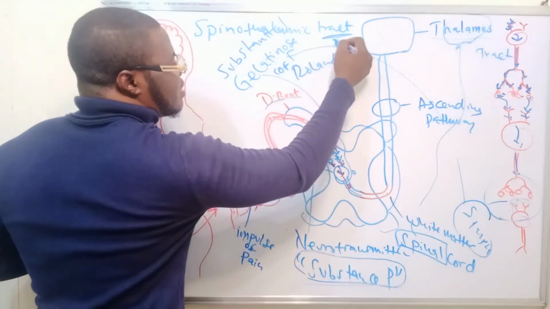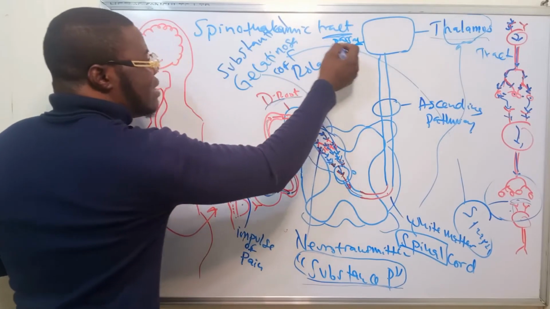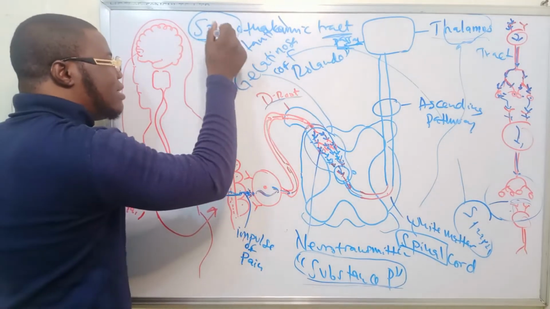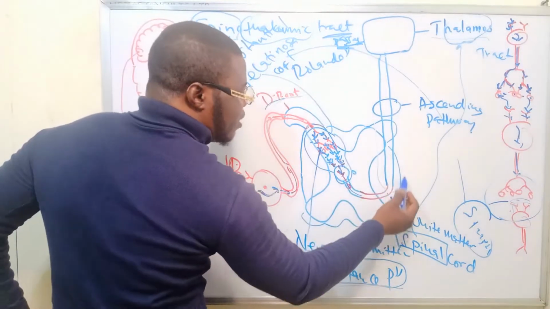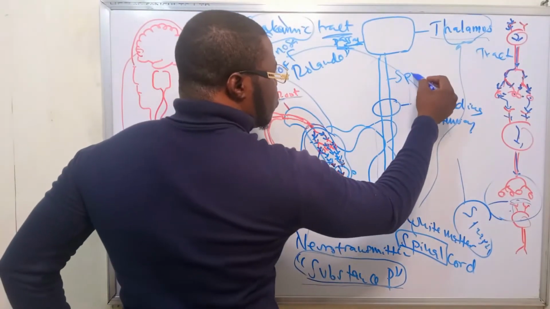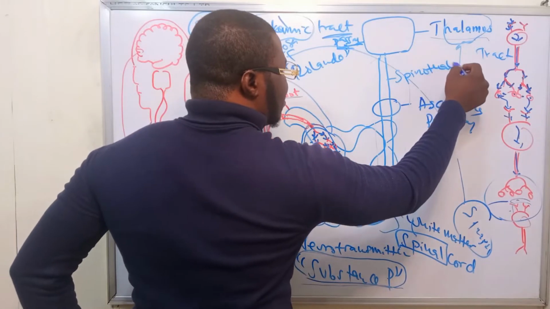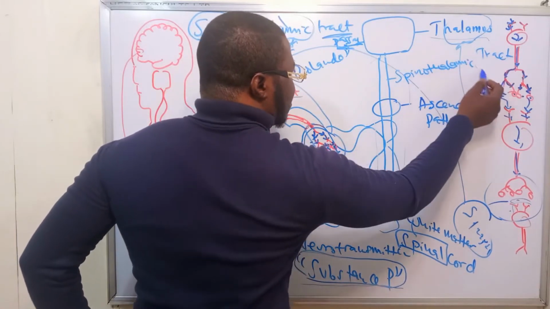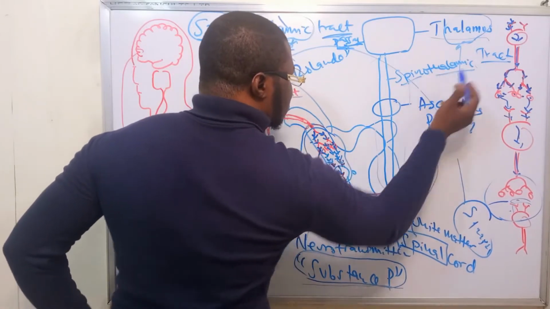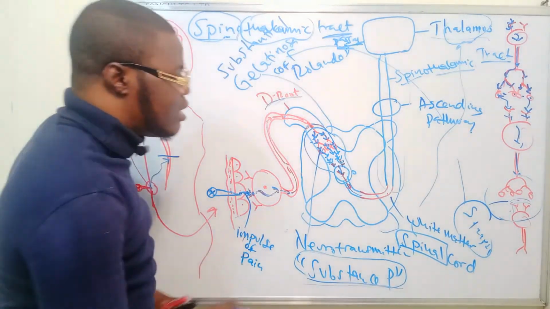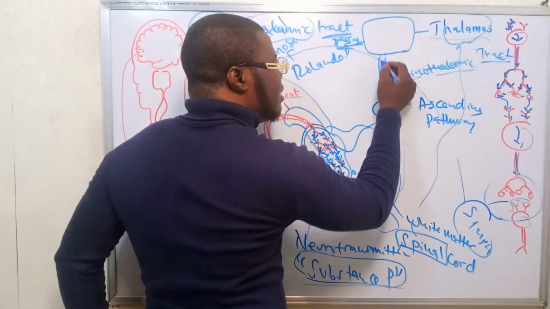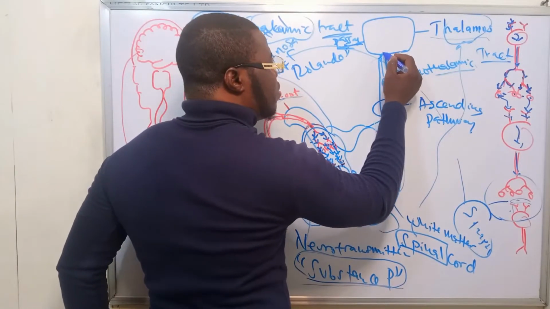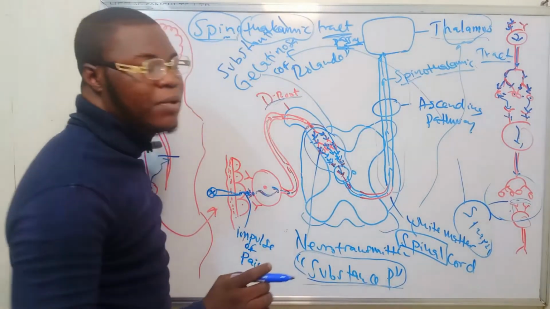A tract means a passage. So it means a passage between the spinal cord, that is the spine, and the thalamus. So this passage here is the spinal thalamic tract. That is the tract between the spinal cord and the what? And the thalamus. So the tract is going to let that impulse ascend up in the ascending pathway, and it's going to end up in the what? In the thalamus. As simple as that.